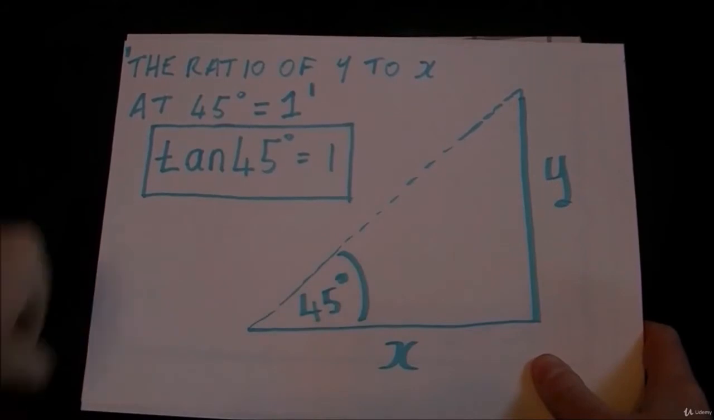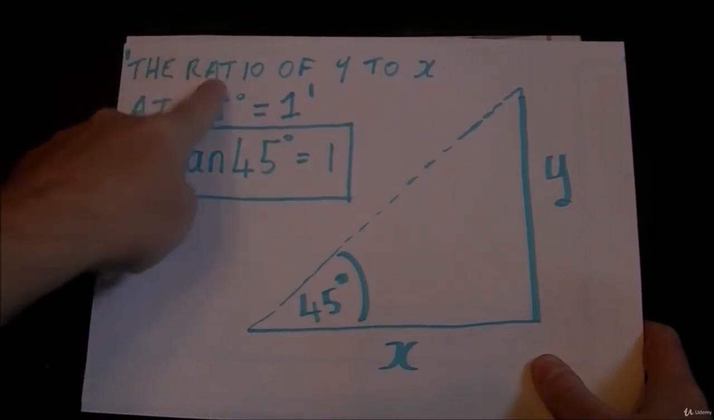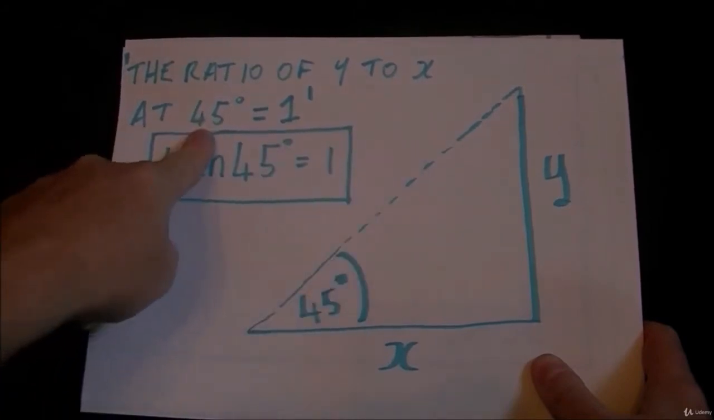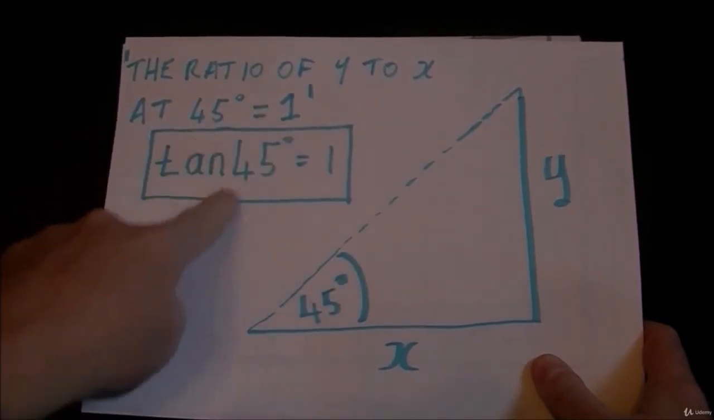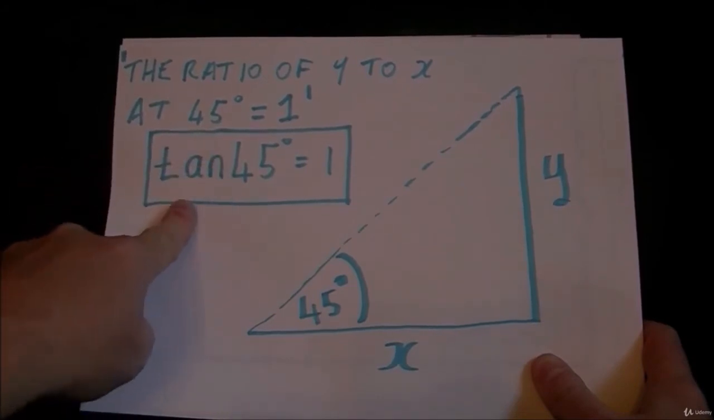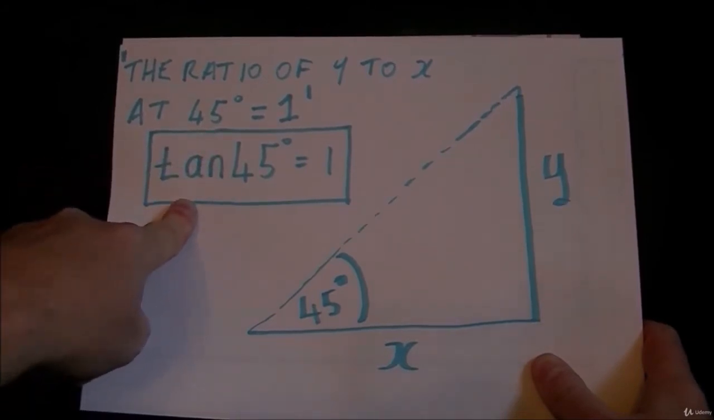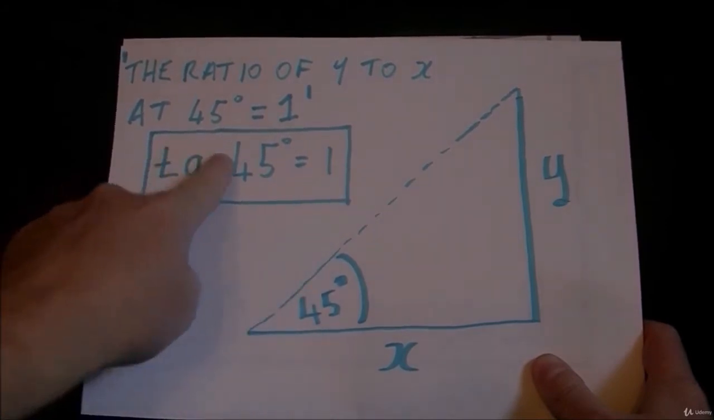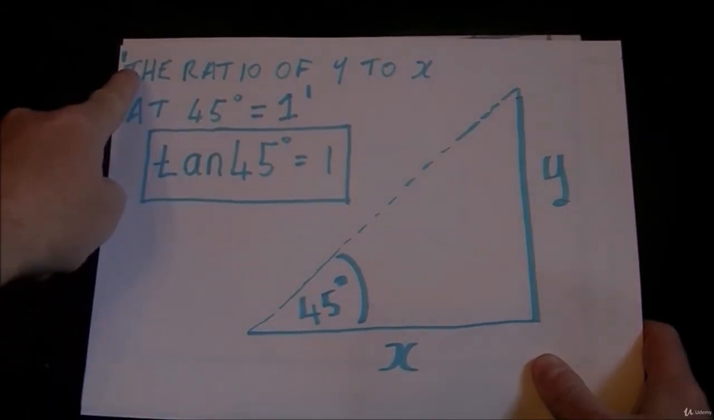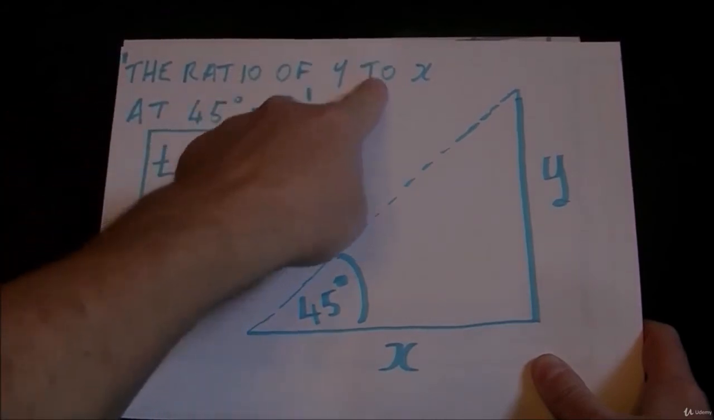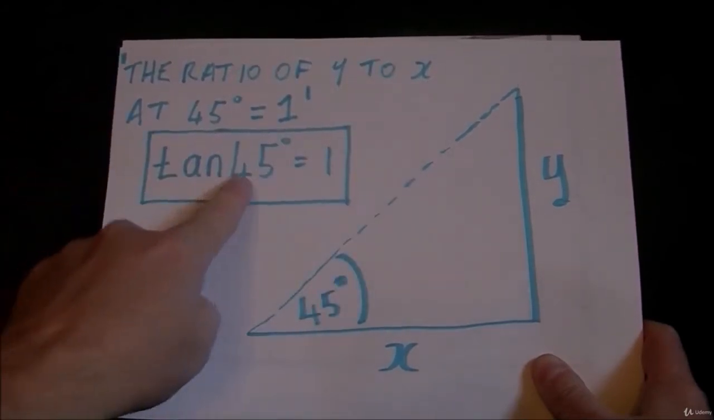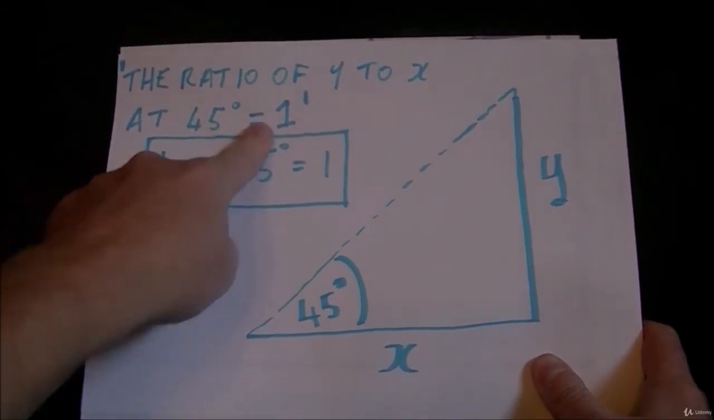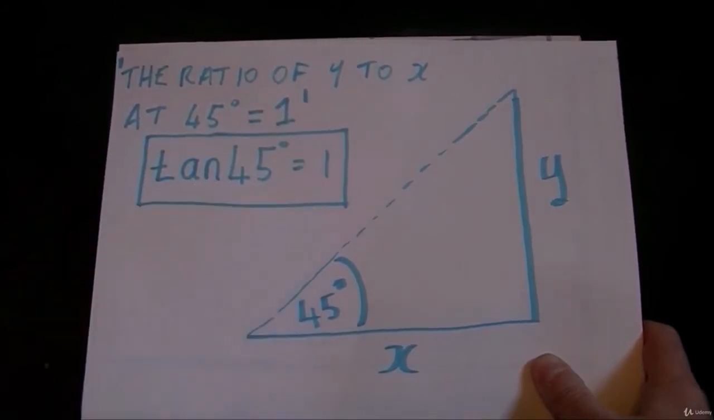It would just get silly. So what you do is you take these words, the ratio of y to x at 45 degrees equals 1, and you give it a name, and the name that you give it is called the tangent, and it's shortened to tan. So what we would write is tan 45 degrees equals 1, where tan is these words here, the ratio of y to x at, and then the 45 degrees is the 45 degrees, the equals is the equals, and the 1 is the 1. So that's the basics of trigonometry.